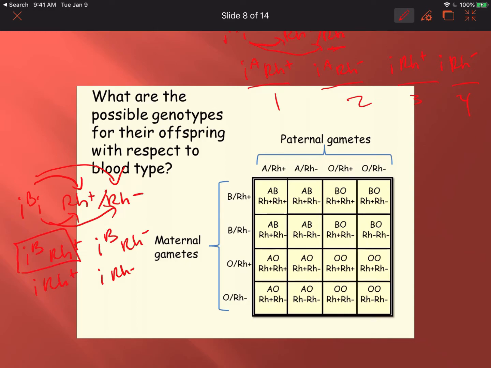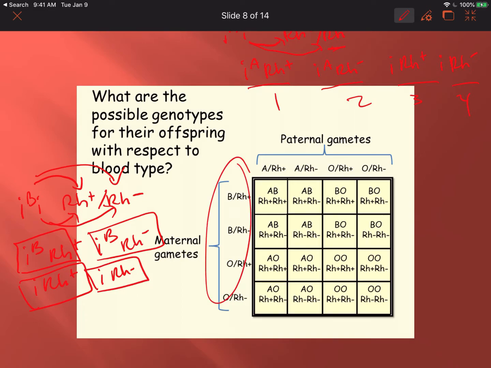So 1, 2, 3, 4 gametes here as well, and those are represented here on the y-axis, and the dad's are represented here on the x-axis. And then basically you just cross them just like you would. So here you can see type A and B are represented, and then you get Rh positive and Rh positive, which gives you AB, Rh positive, Rh positive. Okay. So that is your first dihybrid cross, and that is representing multiple alleles, multiple chromosomes there.